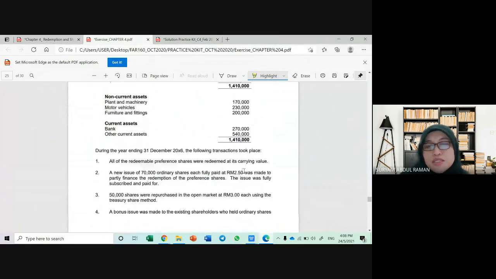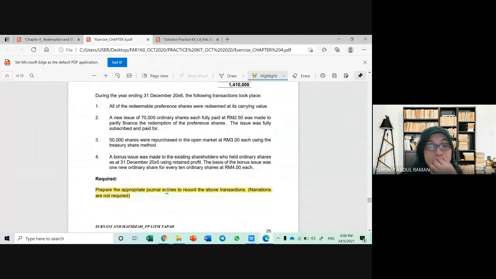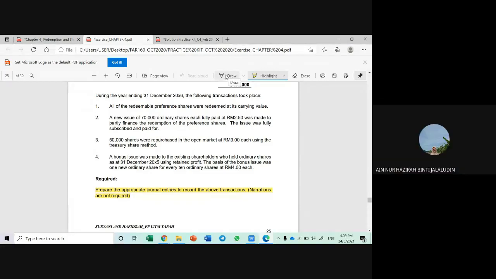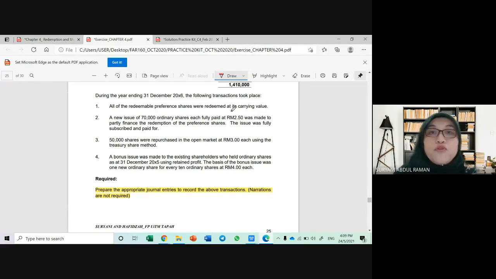So I will just go to the requirement. We are going to prepare this journal entry, and based on this additional information, can you guess how many transactions we need to prepare, class? Can anyone guess how many transactions we need to prepare for the journal entry? Class? Anyone guess? Four, madam. Okay, some say 4, three, madam, some say 3. Now let us go through together.